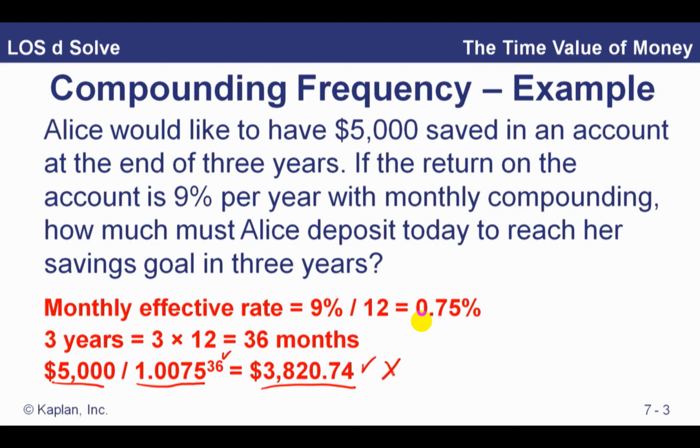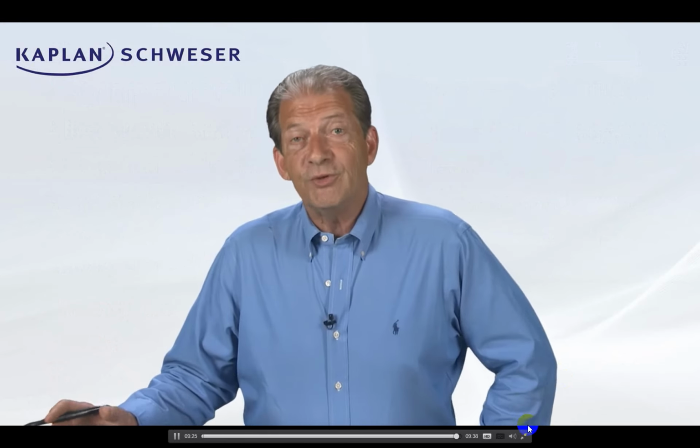So if we looked at this the other way around, let's say we took 3,820.74 and multiplied it by 1.0075, compounded for 36 months, and that would give us the 5,000. So when we're going forward compounding interest, we talk about it as compounding to get a future value. When we have a future value and we want to go back in time to today's value, the present value, then we divide by it. So you can see that relationship here in this example.